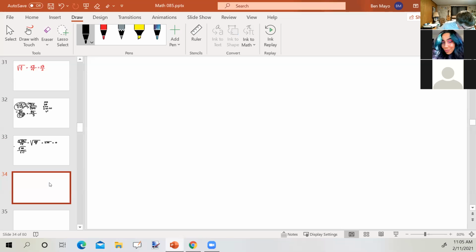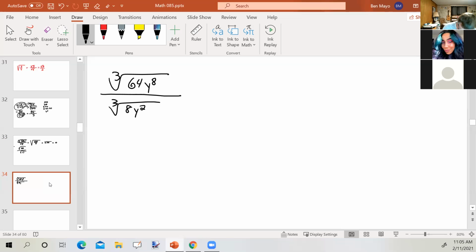Let's see here. How about this one? The cube root of 64y to the 8th power over the cube root of 8y squared. The question people usually ask is, what if the indexes or the indices aren't the same? And I'd say that's a Math 141 problem. We won't go there either. Things could get worse, but we won't torture you that much.